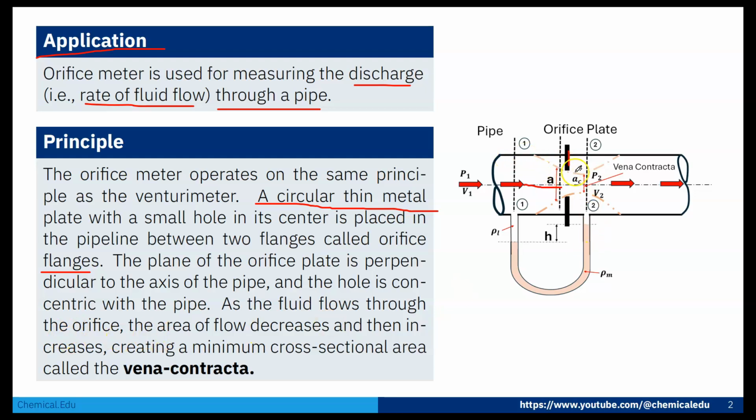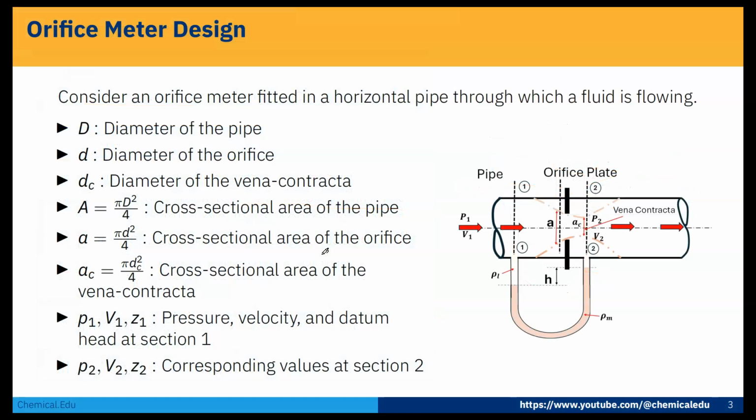Now as the fluid flows through the orifice, there will be one area where the flow area is minimum and the velocity is maximum. This area is called the vena contracta. So this is very important. What is the vena contracta?